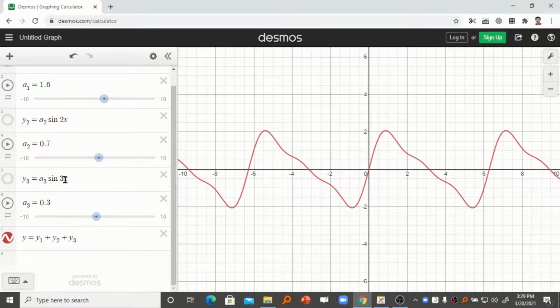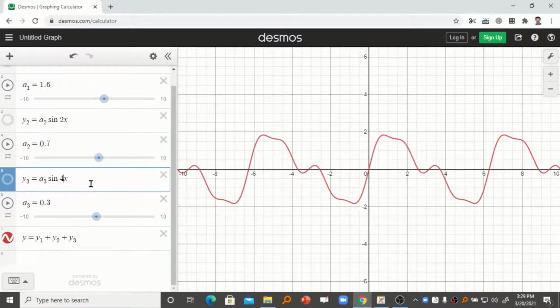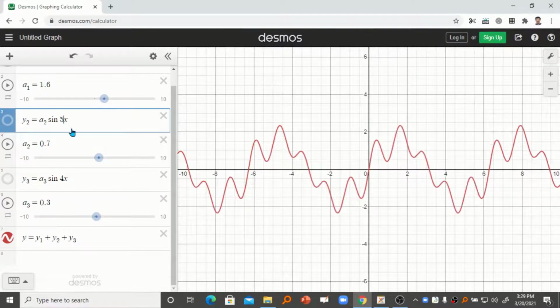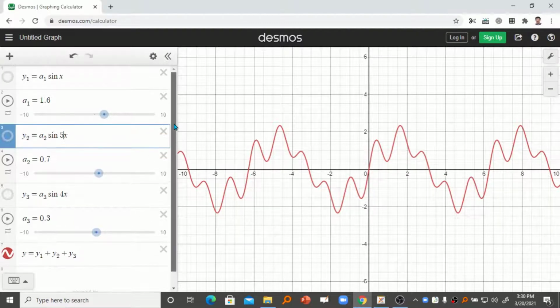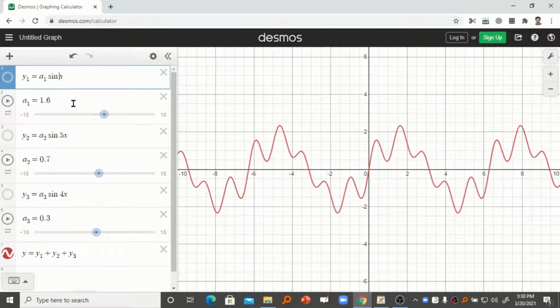I can even change the frequency. For example, I can change the frequency here to 4x. See, now when I have changed the frequency, the shape again changed. Maybe here I will change it to 5x, right? Maybe here I will change it to 6x, right? Now you can see how the variation in the frequency is affecting the shape of the signal.